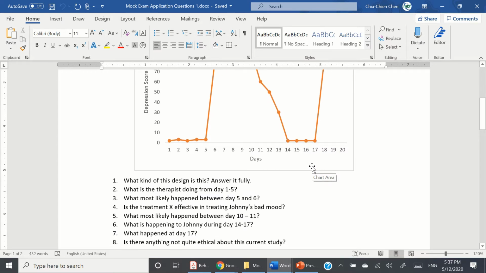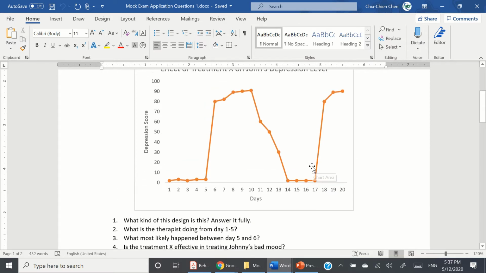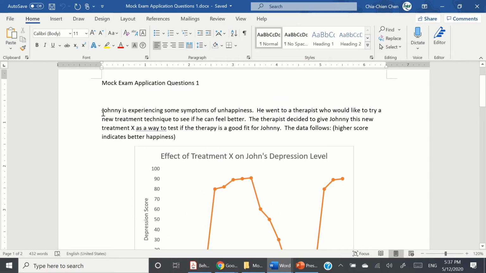Number 8, is there anything not quite ethical about this current study? Well, let's go back to the text. Okay. Is there anything unethical? Well, if there's anything unethical, it's that we don't know if this treatment X is approved by, let's say, the FDA or something like that, because it doesn't say anything here, right? So that is the part that is not quite ethical.